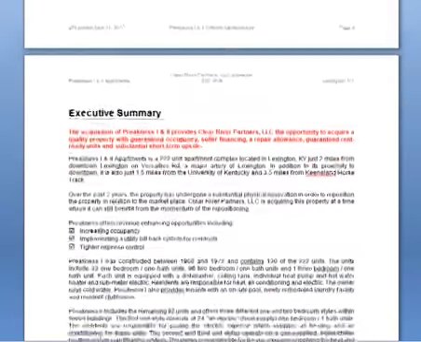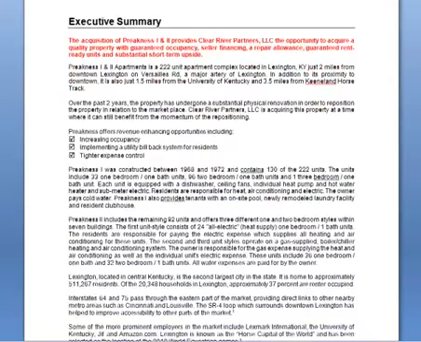And here we get into the executive summary. We talk about what we're trying to do. It's going to be an opportunity to acquire a quality property with guaranteed occupancy, seller financing, a repair allowance, guaranteed rent-ready units, and a substantial short-term upside. And that was our objective when we purchased this property. We then go into discussion of the property.